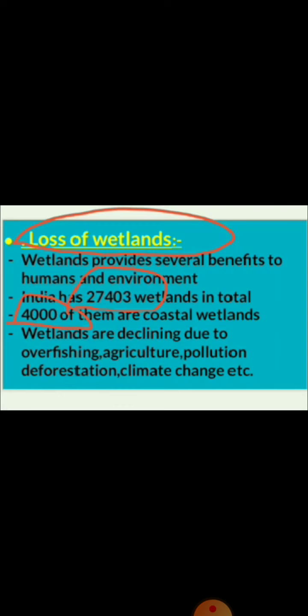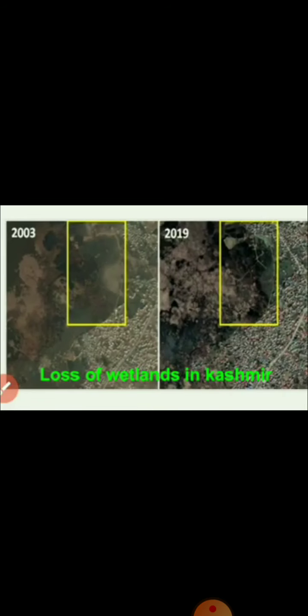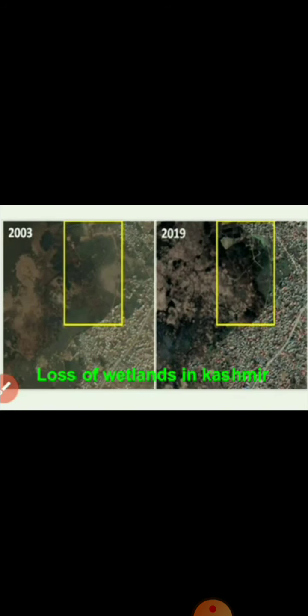The drivers for this decline are overfishing, intensive agriculture, pollution, deforestation, climate change, land encroachment, and urban development. So these are the factors that are generally responsible for loss of the wetlands. Urbanization exerts significant influence on the structures and functions of wetlands.